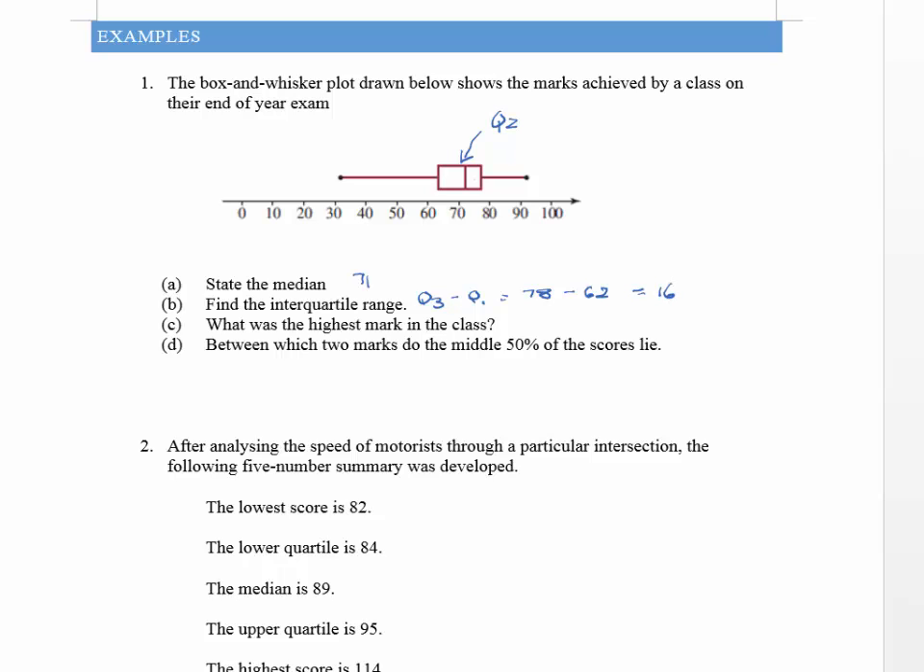What was the highest mark in the class? Well, here's my highest mark. That looks like it's around about 92. Between which two marks do the middle 50% of the scores lie? Well, we've answered that already in B. So they lie between 78 and 62. You see? This is where 50% of the scores lie. And that's how fast it is.